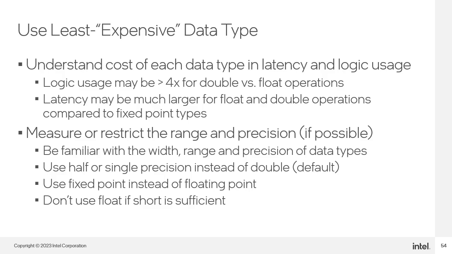Latency may be much larger for float and double operations compared to fixed point types. Thus, if possible, use floats instead of double. That is so much better for the FPGA. Arbitrary precision libraries are also available that you can take advantage of. You can use fixed point instead of floating point, as this will be smaller and faster compared to floating point. There is also half precision available sometimes, but with the DSP blocks, single precision is best rather than half precision. In general, use the least expensive data type resources.